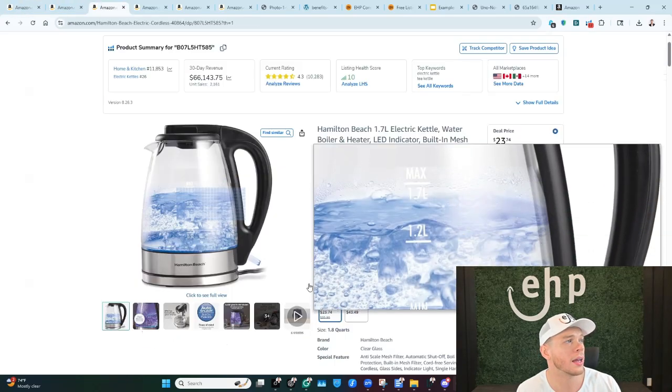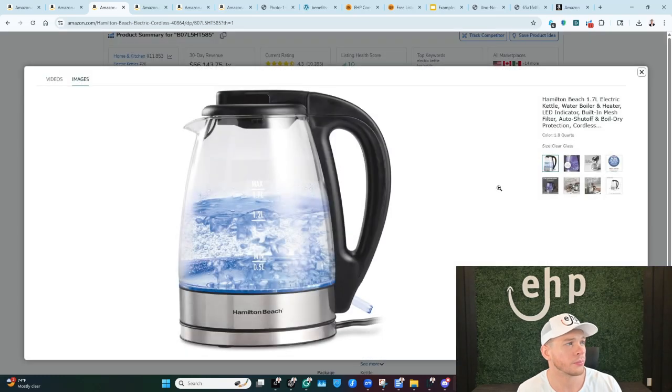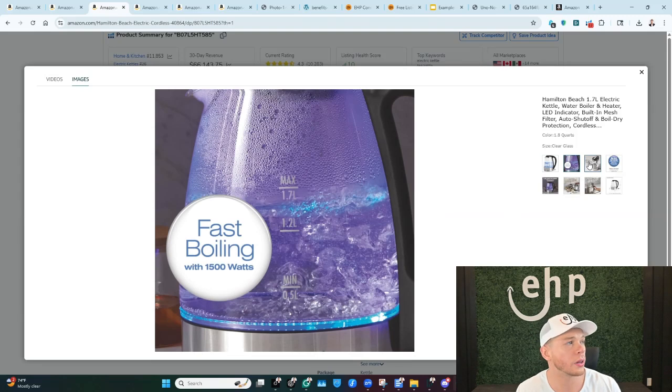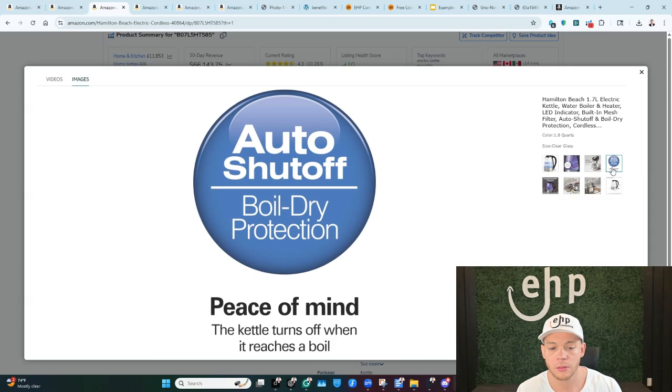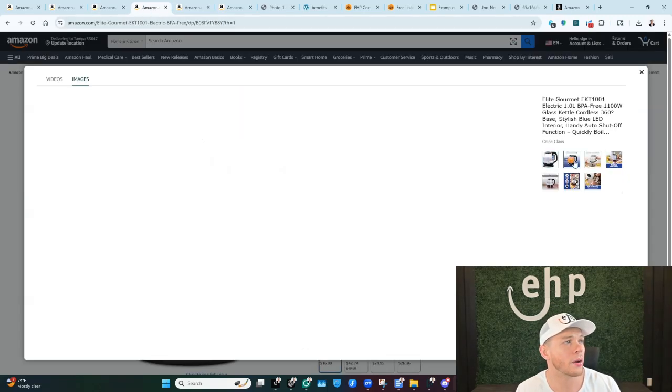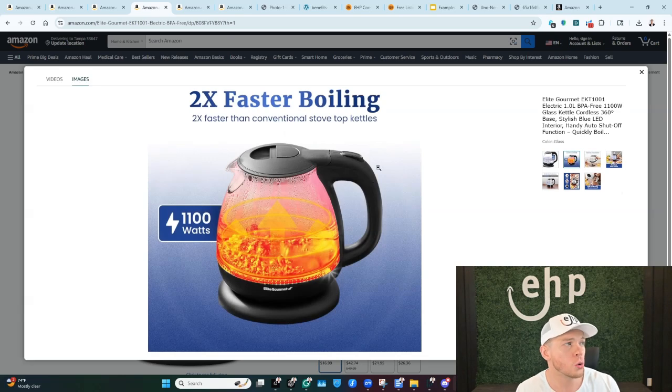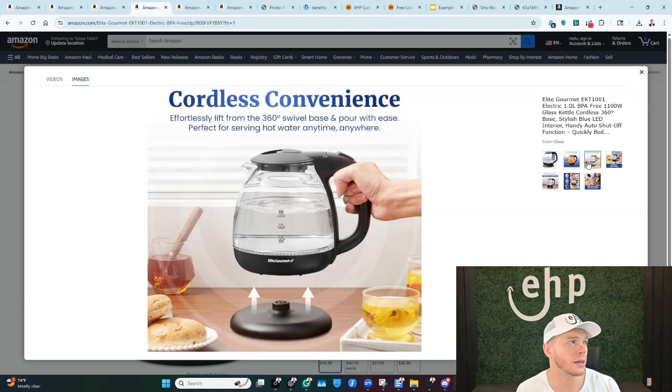Now let's look at this one again. So here is a little bit of a boring one, fast boiling. That's nice. BPA free, auto shut off, right? Now that is a little bit boring. We're going to compare it to the top competitors. 2 times faster boiling. That's nice.